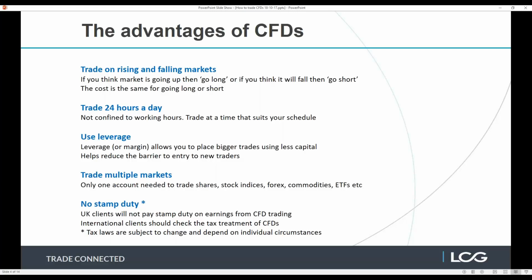You can use leverage. Now you'll note that I've listed this as an advantage, but also as a disadvantage. Now this is the advantage of it. It allows you to place bigger trades using less capital. So again, I'm going to go over the disadvantage factor of this in just a minute. But the big point here is it's a really big reduction in the barrier to entry for new traders.